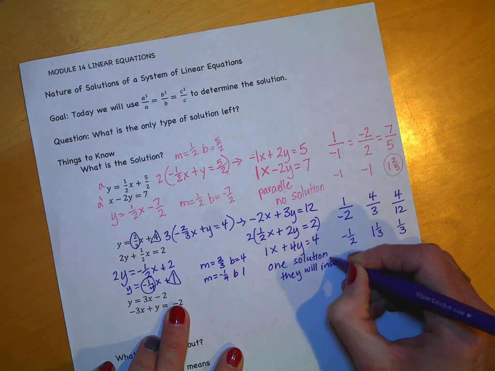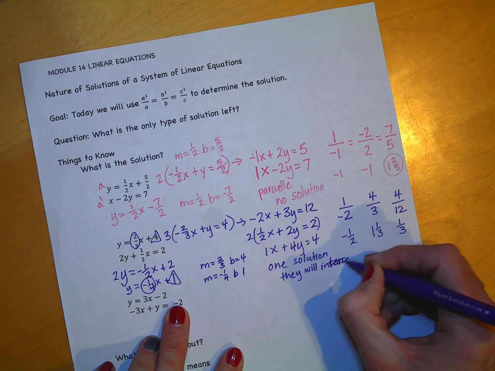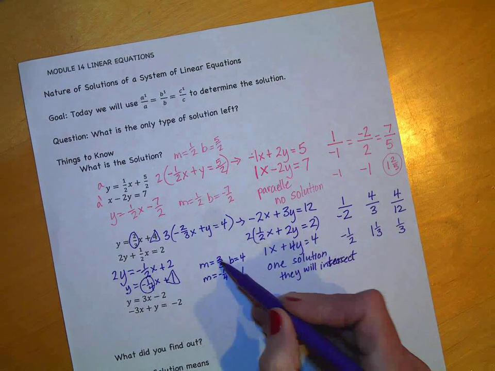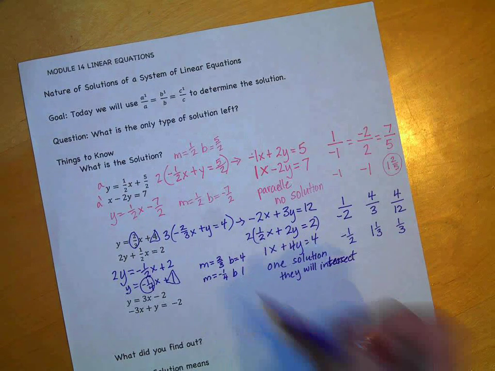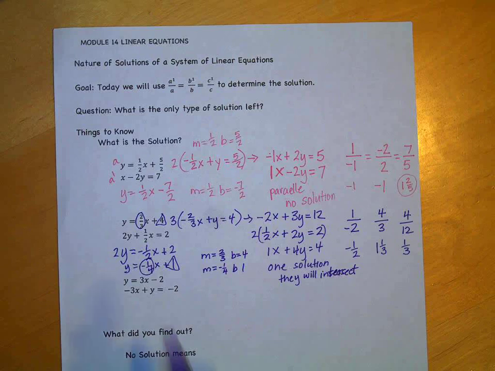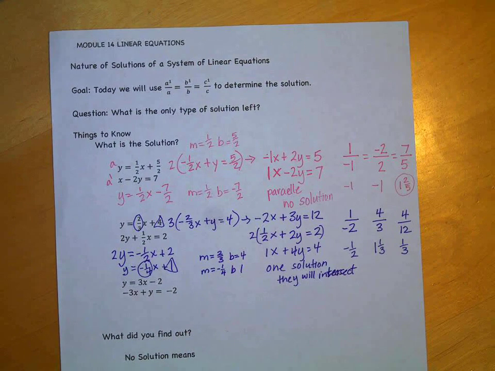Okay, so that's interesting that we found they will intersect at one point. And the reason we know that is because their slopes are different and their intercepts are different. Okay, so we found that. All right, let's do the last one.